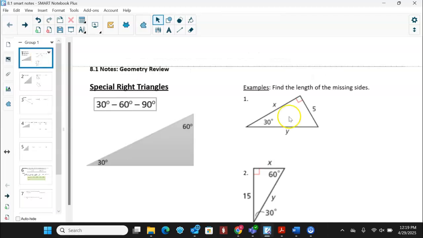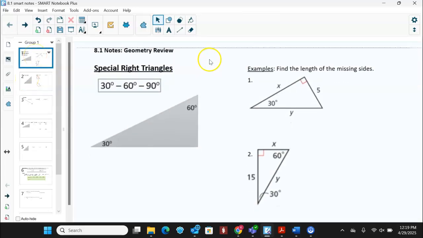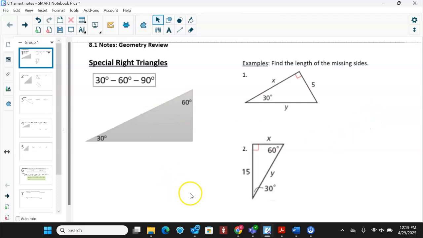All right, guys, so this is a video for the 8.1 notes, which is our geometry review. So we're going to start with the special right triangles. Just a reminder, we've got the 30-60-90, and then of course we've got the 45-45-90.